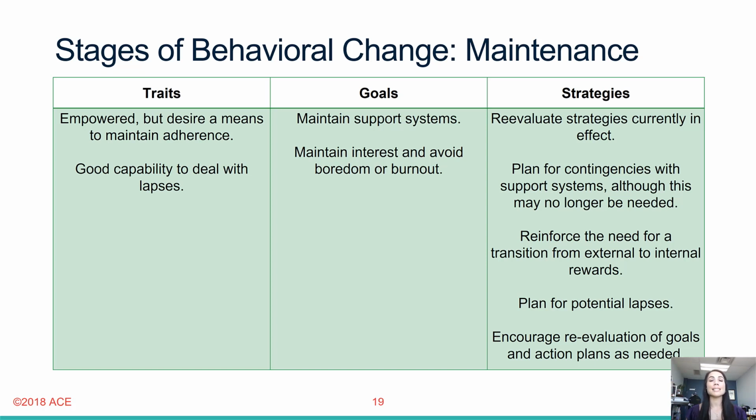Some goals here might be to maintain support systems, that's always helpful, and to maintain interest and avoid burnout or boredom. A few strategies might include planning for potential lapses. So for an example, if you have a client who's in a maintenance stage and you're coming up to the holidays, you might think through ways to plan for some of the potential lapses that might happen. Maybe they won't be able to get to the gym as much. Maybe they might have some higher level anxiety by being around family members they're not normally around. So planning for those things.